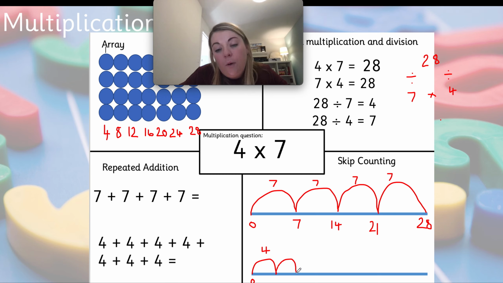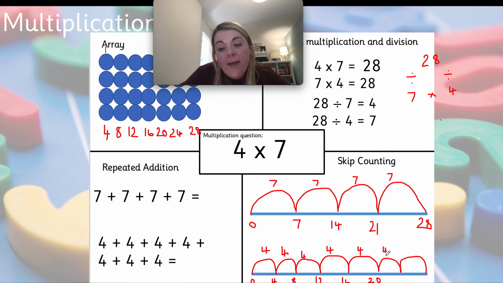So 0 add 4 is 4. Add another 4, because I've gone up in 4 here, would be 8. Add another 4, would be 12. Add another 4, would be 16. Add another 4, would be 20. And you can use your fingers to help you with this. That's okay as well. Add another 4 would be 24. And add on my final group of 4 would be 28.